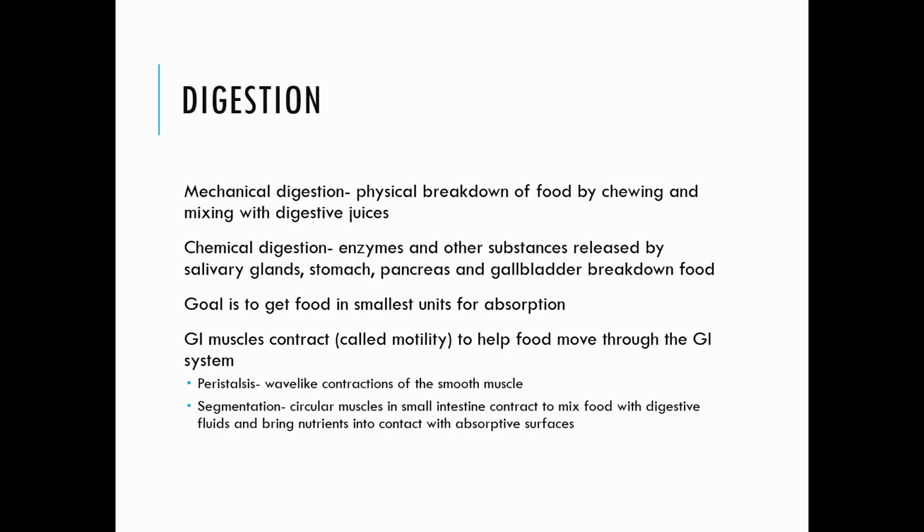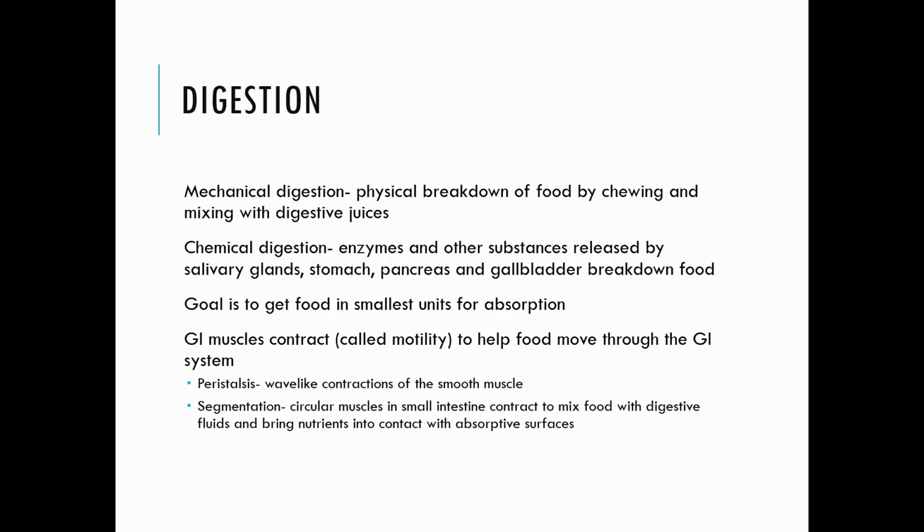Mechanical digestion is the physical breakdown of food by chewing and mixing with digestive juices, whereas chemical digestion uses enzymes and other substances to break down the food. Our goal with digestion is to get our food into the smallest units so we can absorb it. So for a big protein, we want to get it down into the individual amino acids for our body to absorb. Our GI muscles can contract, so there's motility that helps food move through the GI system.